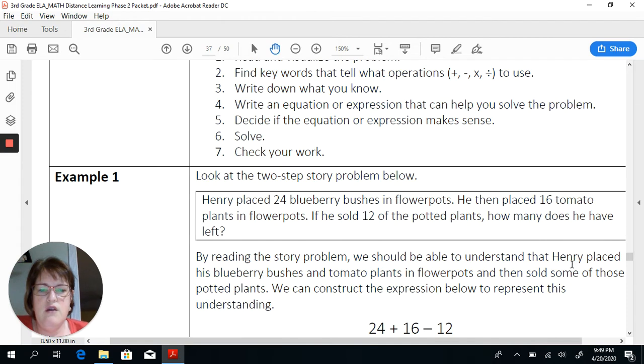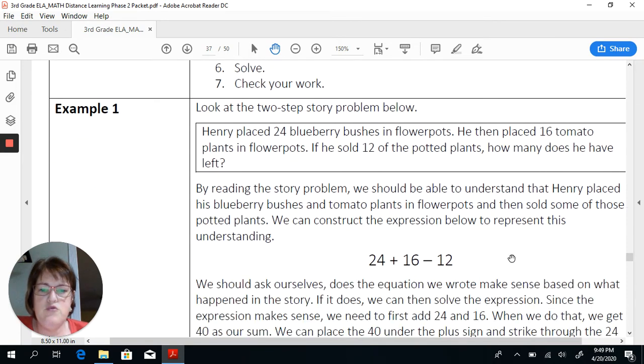Okay. All right, so they give you examples and carry you through each word problem to remind you of how to do these. I'm going to go ahead and just quickly read example 1. Henry placed 24 blueberry bushes in flower pots. He then placed 16 tomato plants in flower pots. If he sold 12 of the potted plants, how many does he have left?